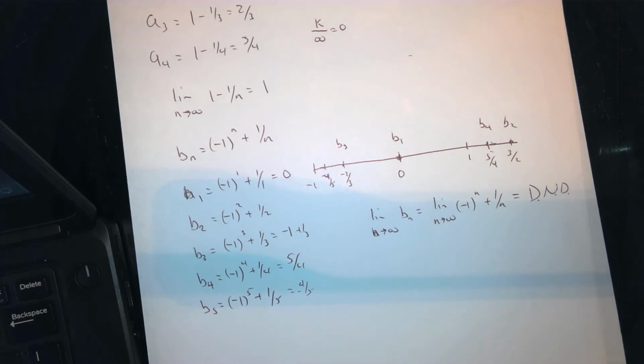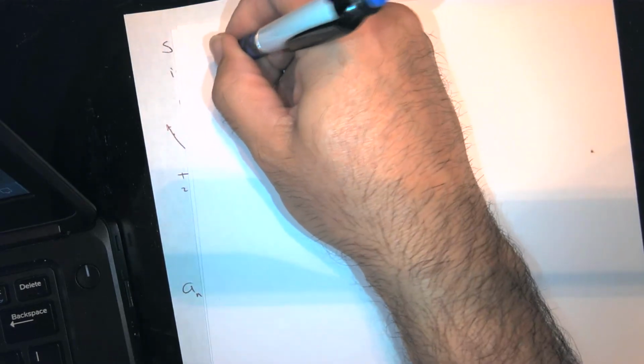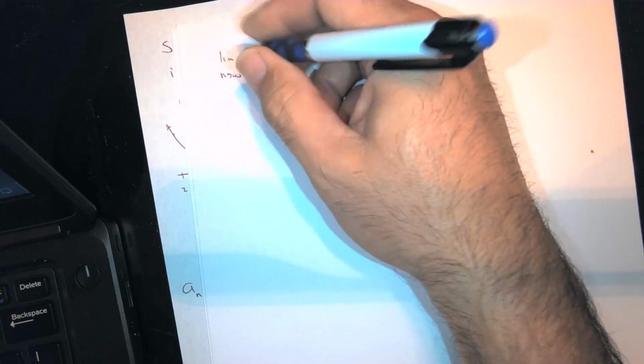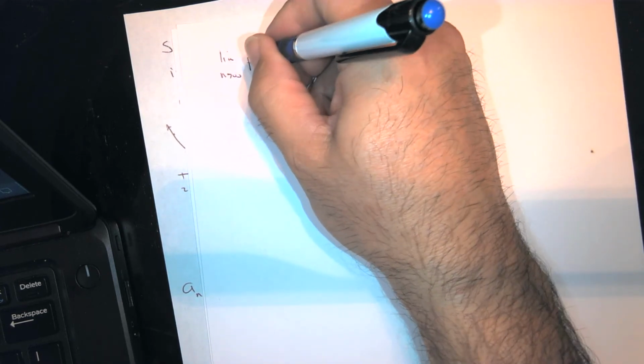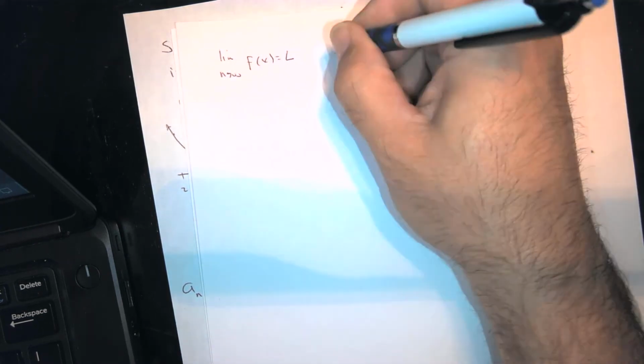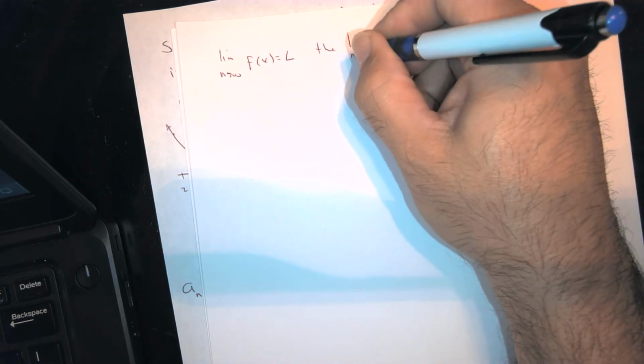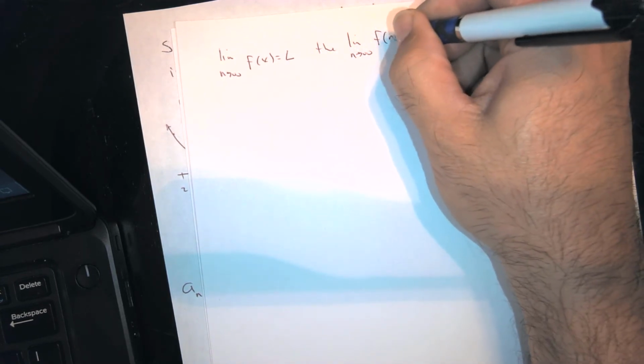Okay. And that gets us to a pretty important formula, a pretty important theorem that we need to know, and that's this. It says if you take the limit as n approaches infinity of f of x and it equals L, then the limit as n approaches infinity of f of n is also equal to L. And you know, that may seem kind of strange, but it kind of makes sense. Let's go ahead and take a look at an example here.